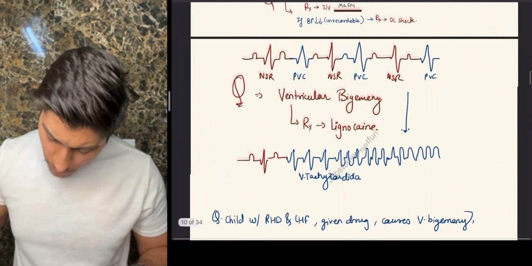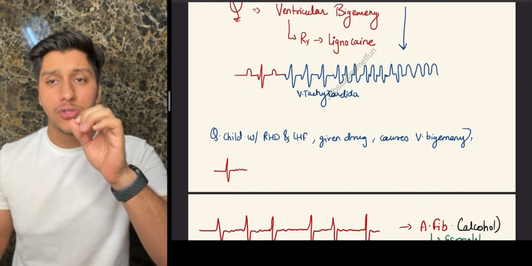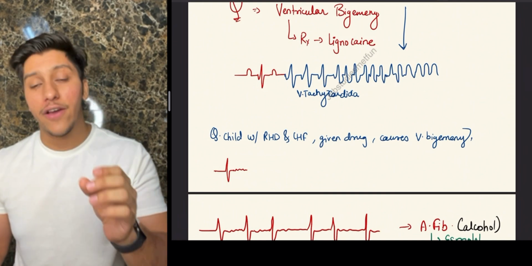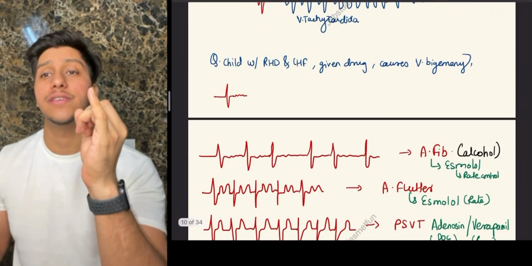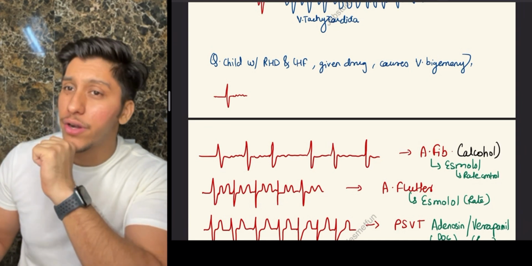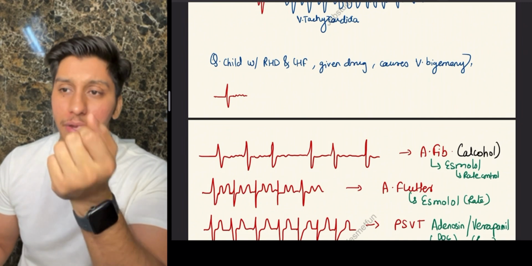Okay. Next, we already talked about ventricular tachycardia, combination of a broad QRS complex, Josephson's sign, and along with that you will have PVC more than 3. If you have a history of a child who has rheumatic heart disease, congestive heart failure, and you gave a drug, and that drug caused ventricular bigeminy, what is the drug? Already discussed, that is going to be digoxin.